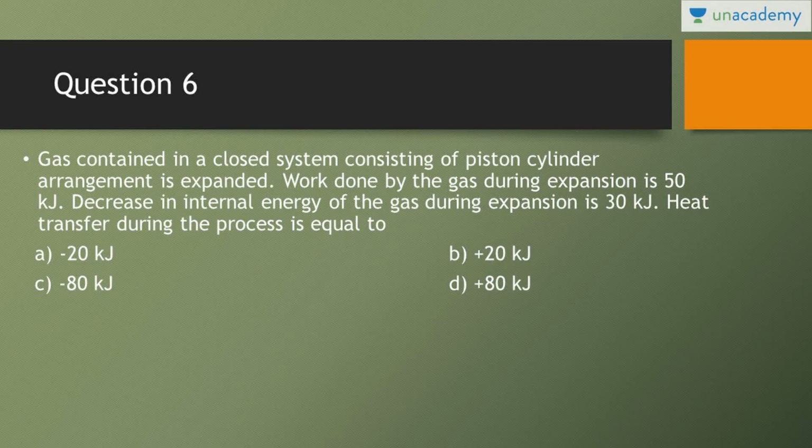Question 6. Gas contained in a closed system consisting of a piston cylinder arrangement is expanded. Work done by the gas during expansion is 50 kilojoule. Decrease in internal energy of the gas during expansion is 30 kilojoule. Find the heat transfer during the process. If you use the equation for the first law of thermodynamics, dq is equal to du plus dw. Work done by the gas is taken as positive and work done on the gas is taken as negative. So this is plus 50 kilojoule.